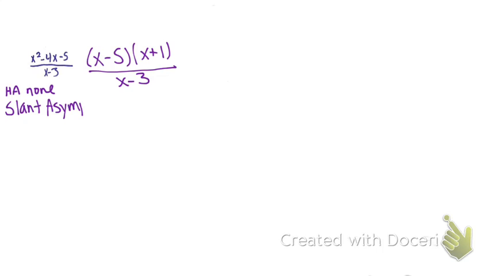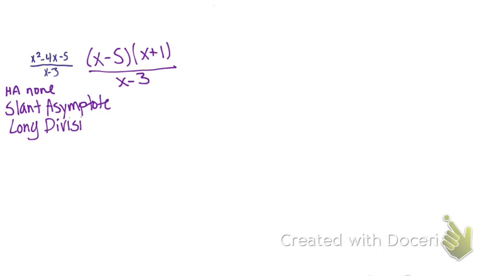And a slant asymptote works just like a horizontal asymptote. It's kind of what your ends go towards, and you can cross a slant asymptote just like you can cross a horizontal asymptote. The only difference is it's actually slanted. So the way we find a slant asymptote is by using long division.